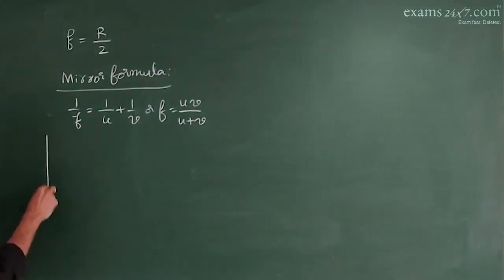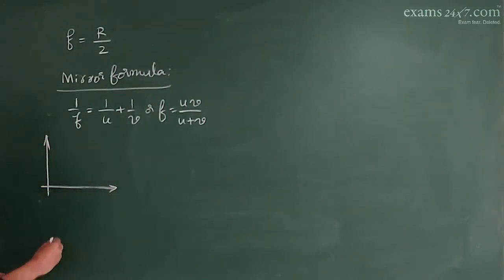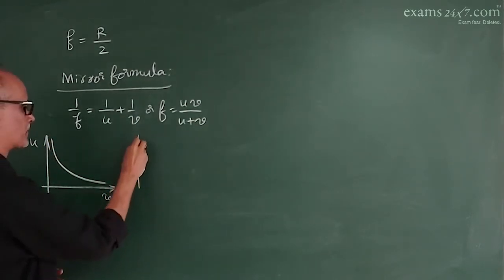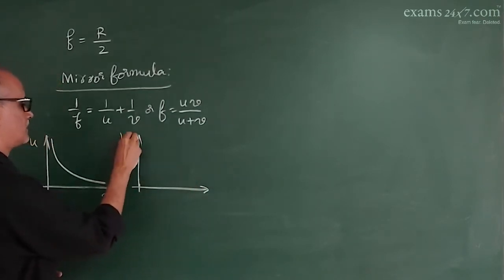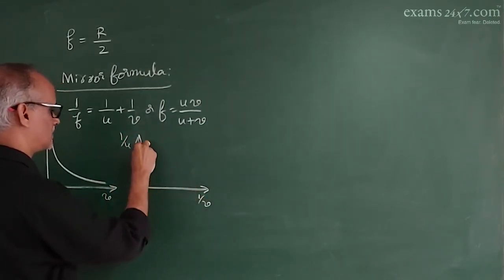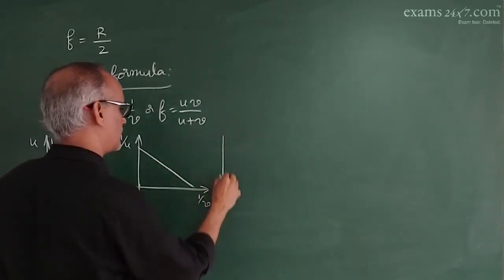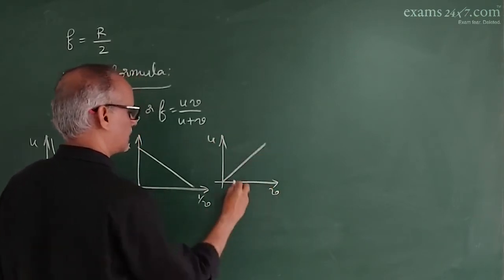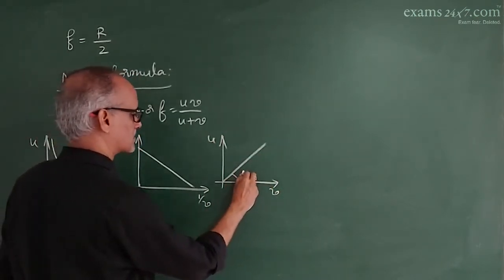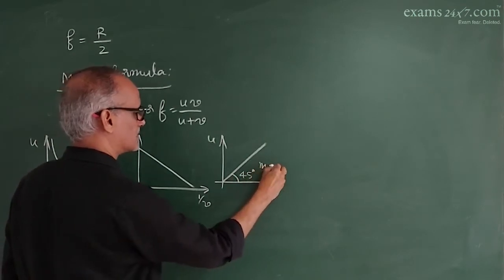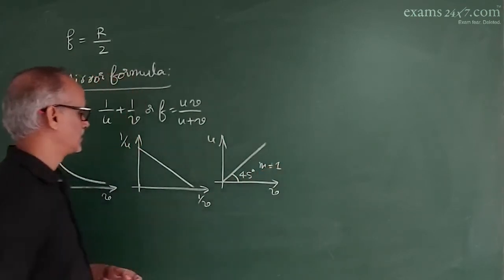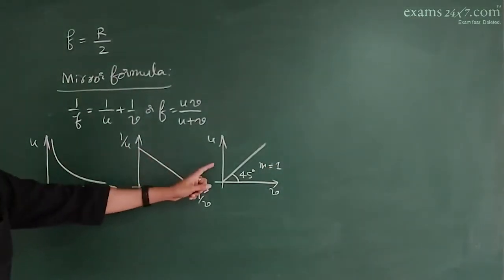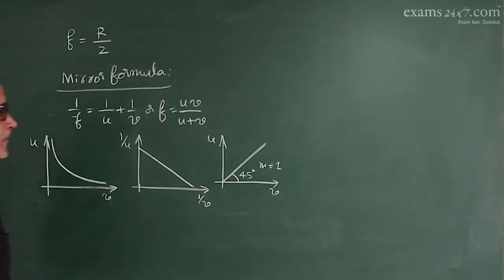So we have a few graphs here. The graph of U versus V is a rectangular hyperbola. The graph of 1 by U versus 1 by V is a linear graph. And in the case of a plane mirror, U versus V is a straight line, and the value of the slope here is 45 degrees. That means the slope is equal to 1, M is equal to 1. So these are the different graphs: these two for spherical mirrors, and that's for the plane mirror.